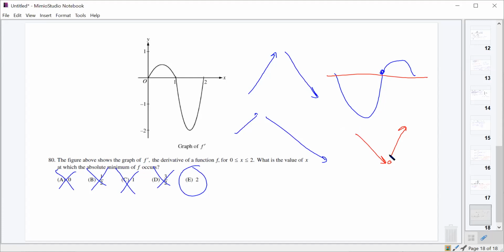How would you know that's the absolute minimum if you still have to check the endpoints? Well, we wouldn't have to check the endpoints in this case, because from 0 to 1, I'm always decreasing. So this value at 1 is definitely less than all the other values between 0 and 1. And then it's always increasing after 1 until we get to 2, so the value at 2 is always more than the value at 1 as well. So you don't need to check the endpoints in that case. Does that make sense or no?